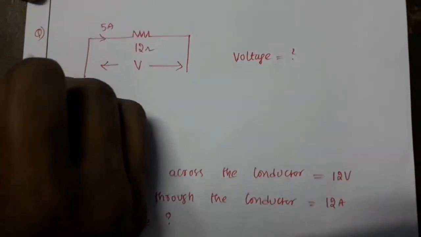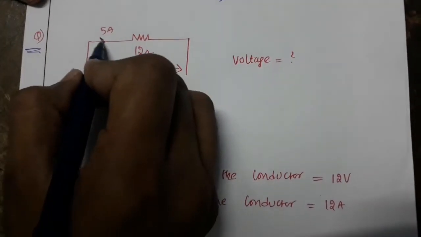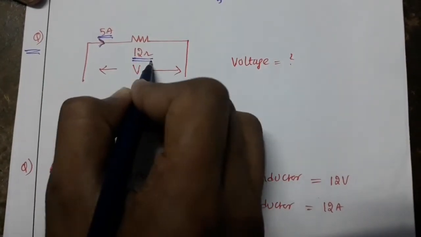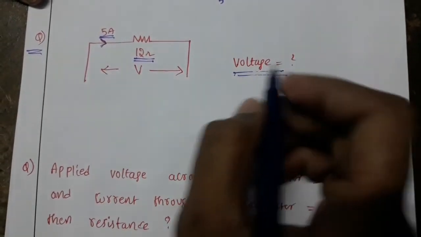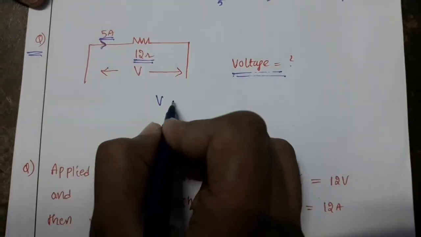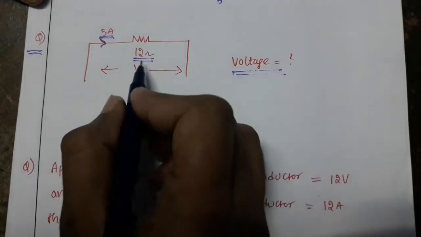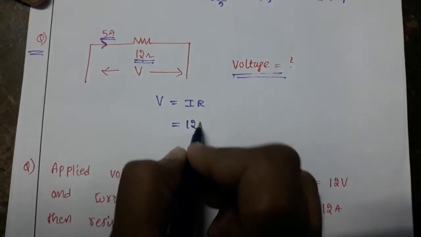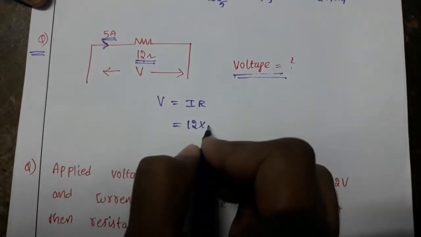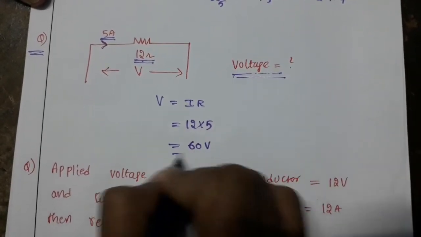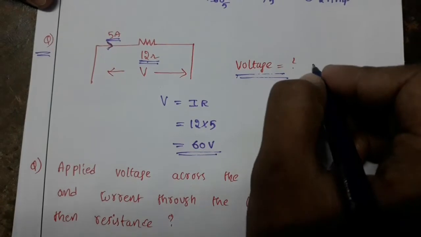Coming to this question, they have given the current flowing as 5 amperes and the resistance of 12 ohms. We have to find the voltage. We know by Ohm's law V equal to IR. They have given the resistance of 12 and current is 5 amperes. Therefore 12 times 5 is 60 volts. Applied voltage is 60 volts.